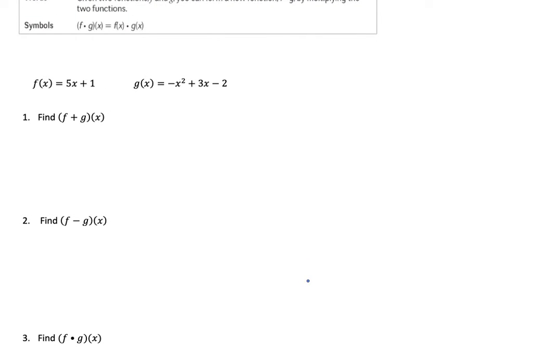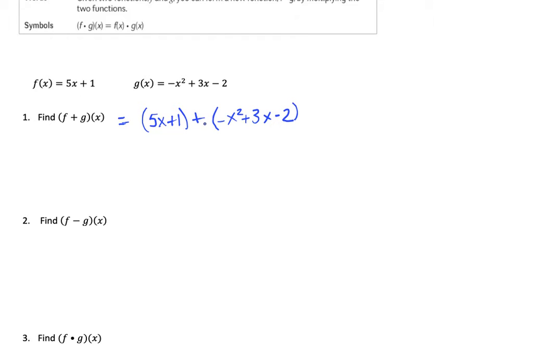So I'm starting with just these two functions here, and I'm using these same two functions for all three problems. My f of x is 5x plus 1, my g of x is negative x squared plus 3x minus 2. This says add them. So I'm going to take my f of x, which is 5x plus 1, and I'm going to add it to my g of x, which is negative x squared plus 3x minus 2.